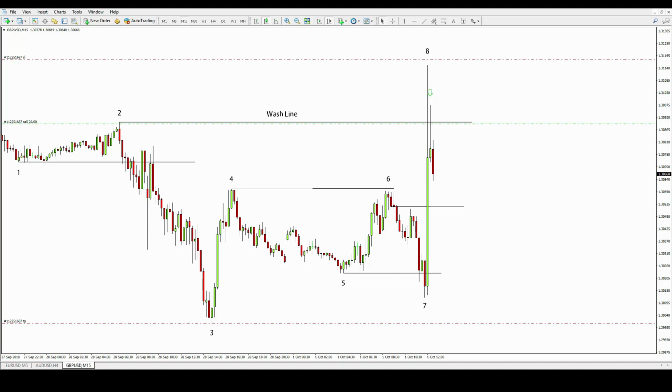From this paradigm we can characterize high number 2 as the level wherein retail traders got washed out of their positions. The horizontal line you see labeled wash line is precisely that.